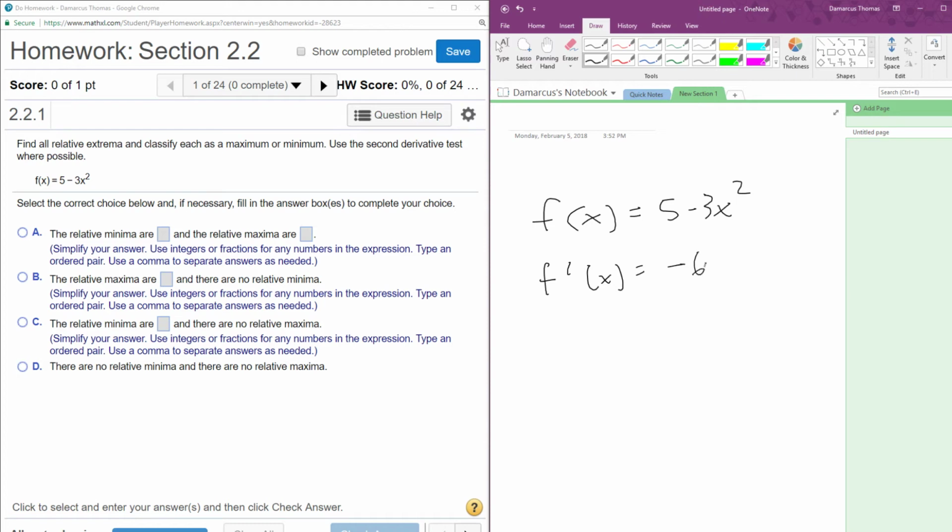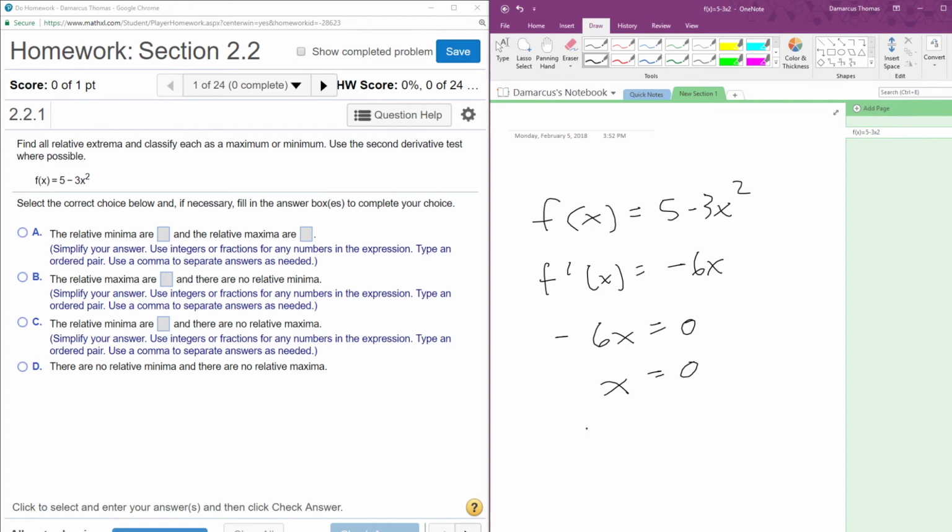It's just going to be negative 6x. And now what we're going to do is find all the critical values. So we're going to let negative 6x equal 0 and solve. So the critical value is right at 0.